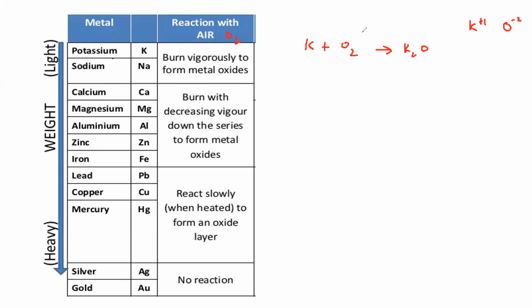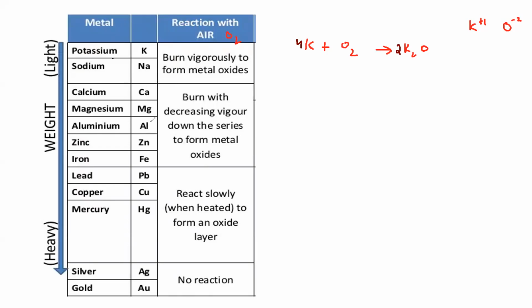First, we always write the complete formula, and then we balance the equation. To balance oxygen, I put 2 oxygen, balanced. Then 4 potassium are there, so I put 4, so potassium is also balanced. So when potassium reacts with oxygen, it gives potassium oxide. A vigorous reaction or very fast reaction, or explosive reaction you can also say.